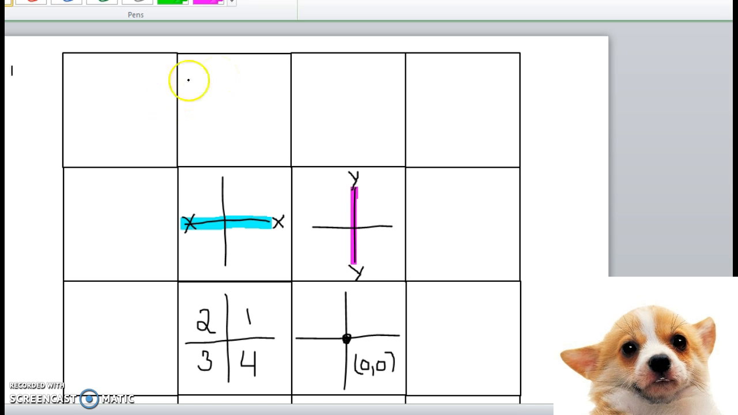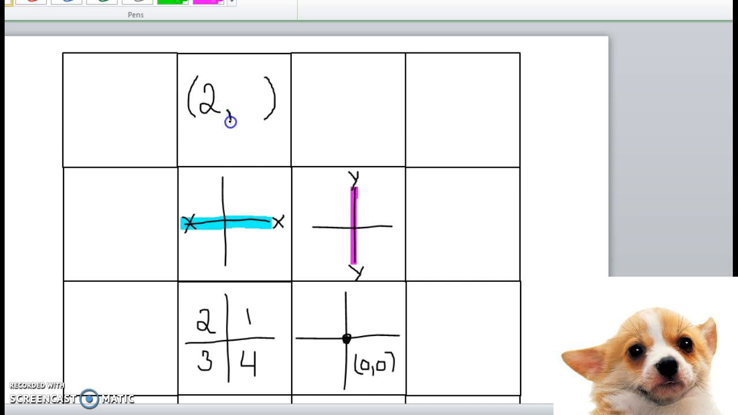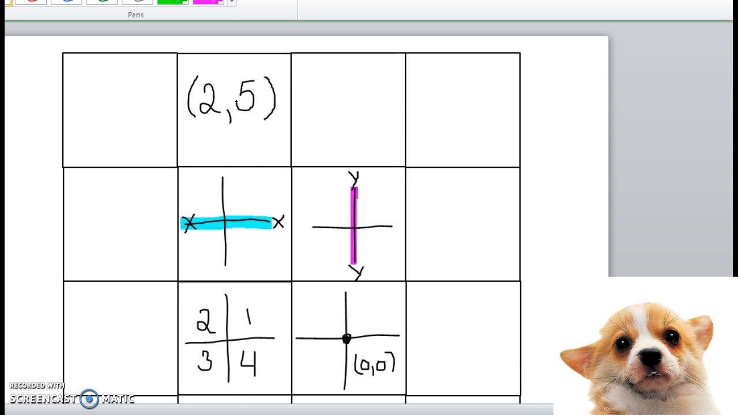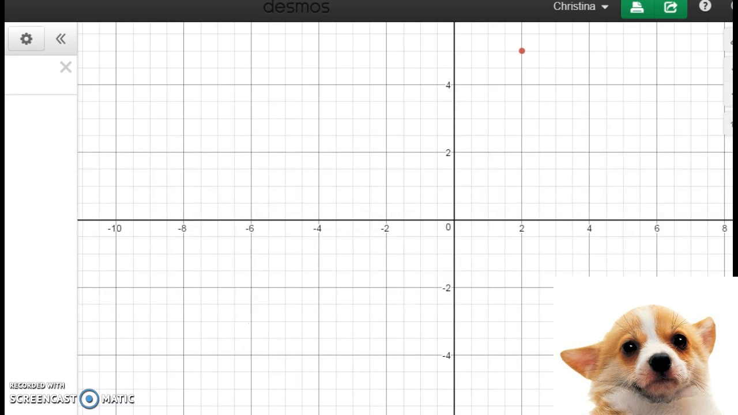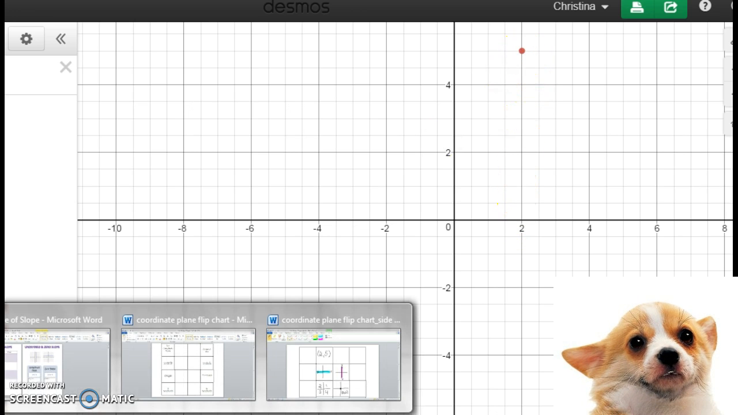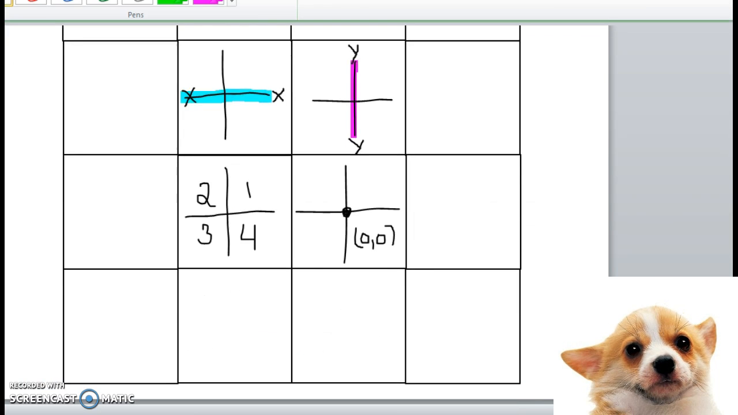An ordered pair is written with 2 parentheses and 2 values. The first value is your x. The second value is your y. And again, we're going to dig into this a little bit further. I just want to expose you to the vocabulary. Now, looking at our point, my x value is 2. That's also known as your x coordinate.